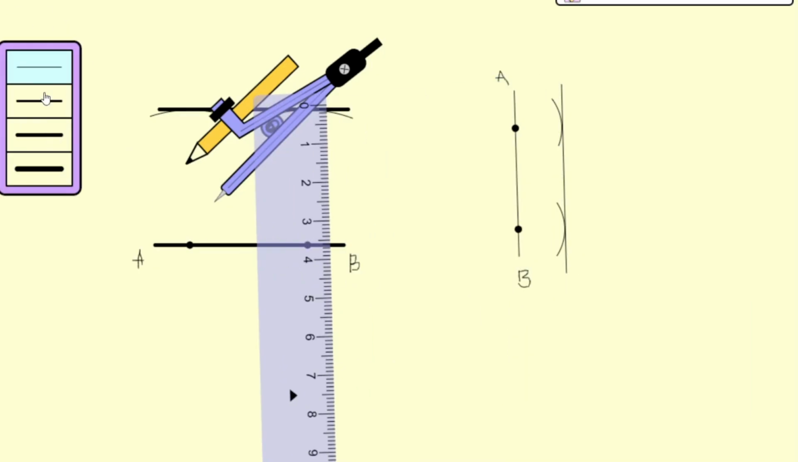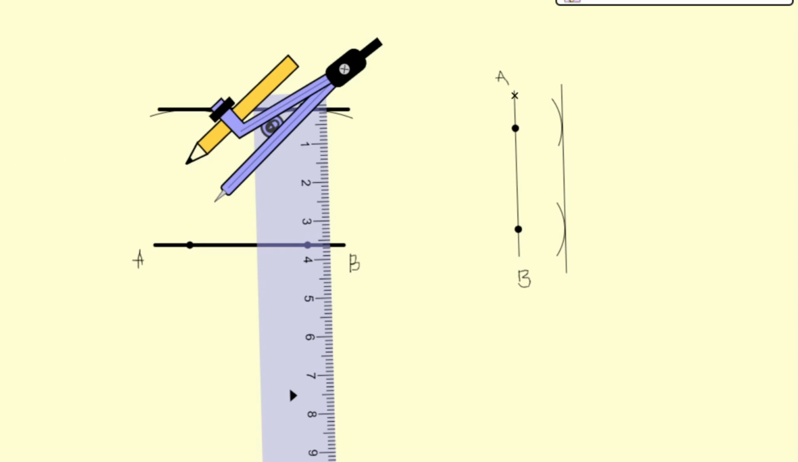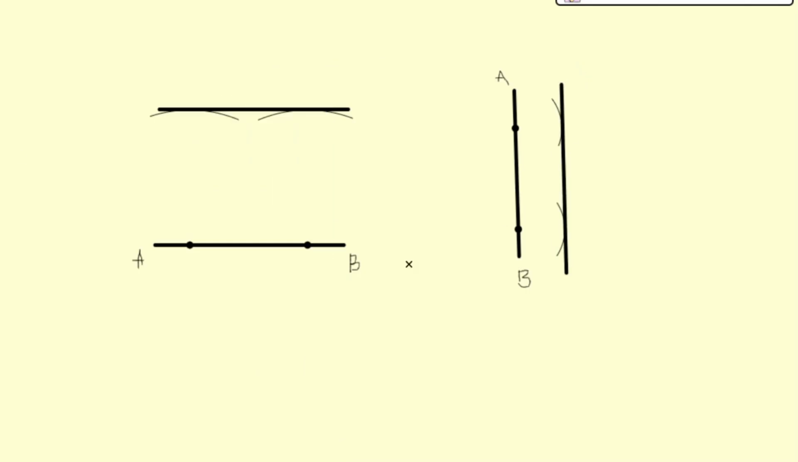So same concept. Then you darken the important lines. And this is how you construct parallel lines.